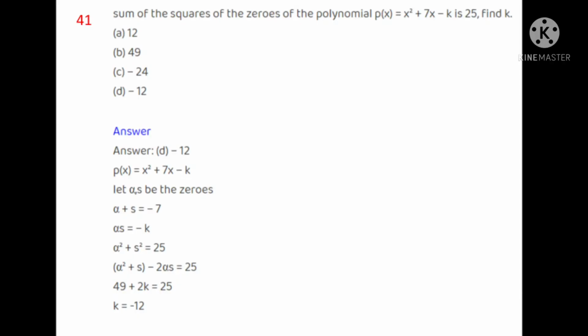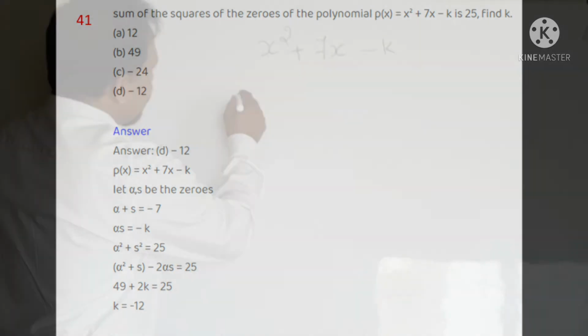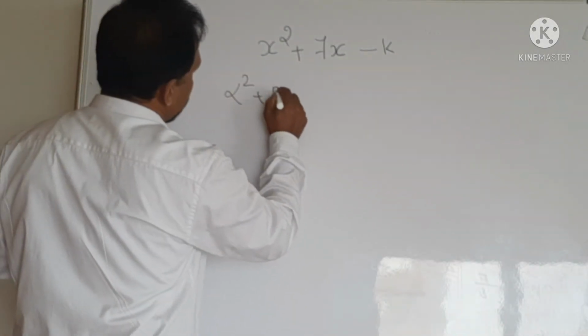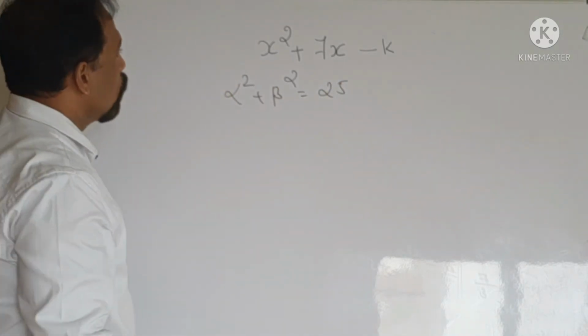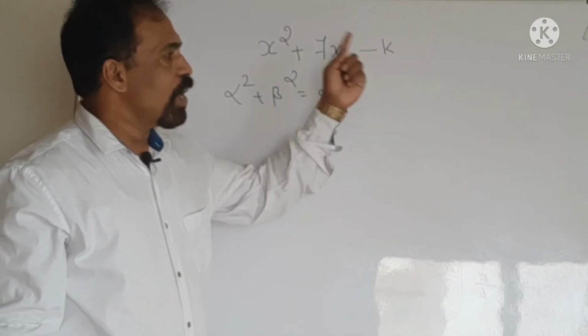Let us do question number 41. Sum of the squares of the zeros of the polynomial p of x is equal to x squared plus 7x minus k is 25. Find k. Please remember, we have done this type of question earlier. Here the question is sum of the squares of the zeros. Please don't take it as alpha plus beta. What is given is alpha squared plus beta squared is 25. This is given to us. So we have to find out the value of k.